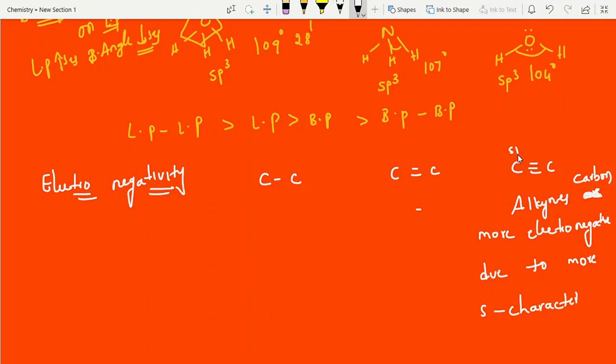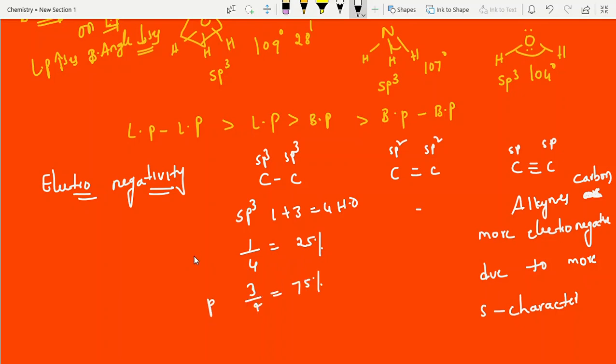This is sp hybridization. This is sp2. Right? This is sp3. How to calculate? sp3 means 1 plus 3, that is 4 hybrid orbitals. The s contributes 1 by 4, which means 25%. If you calculate the percentage, 25% s character. This is 3 by 4, the percentage of p character. The similar way you can calculate for the others. For sp you will get s character 50% and p character also 50%.